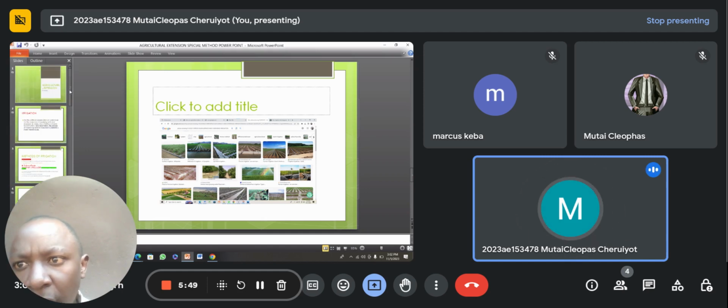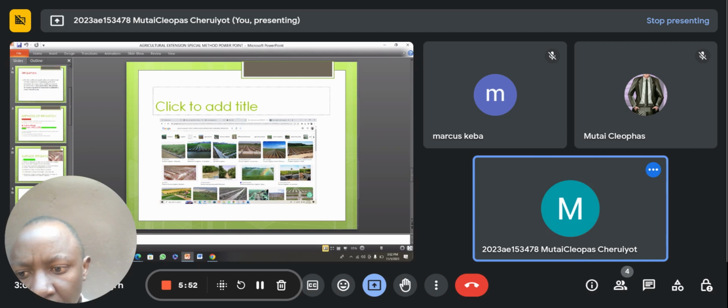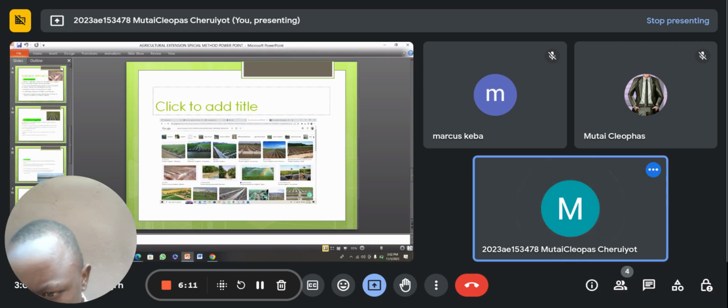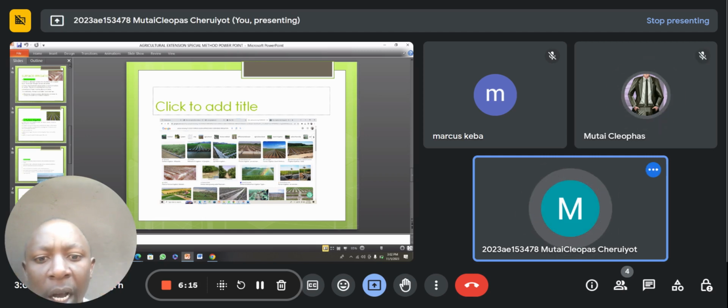So what have we learned today? What are the various types of irrigation? Namely, furrow irrigation. Another one, overhead, and also drip.